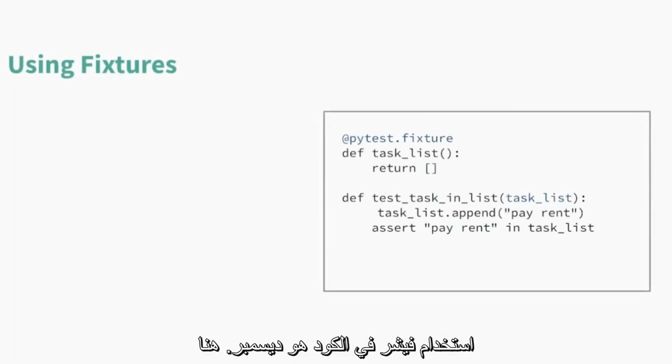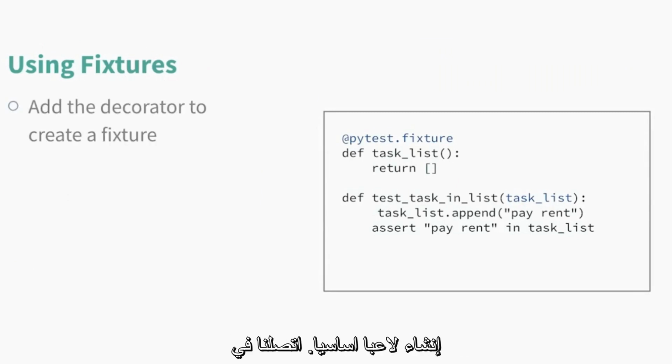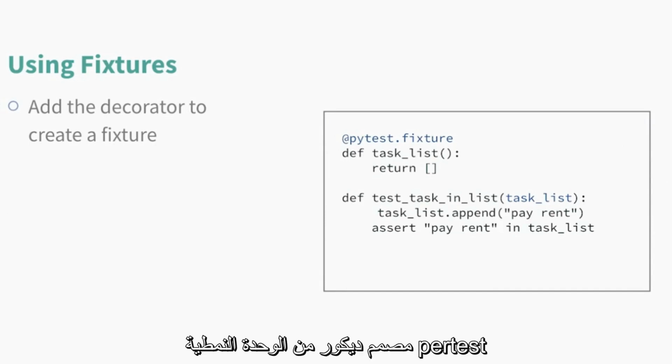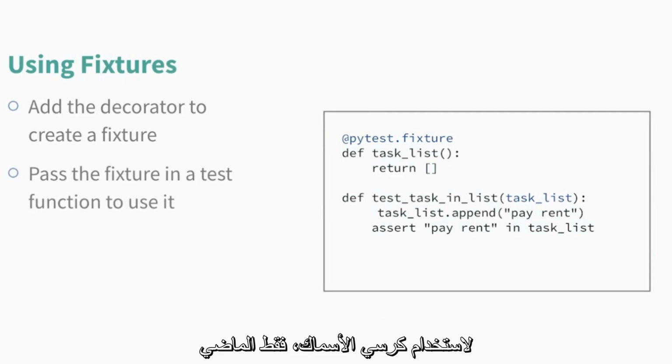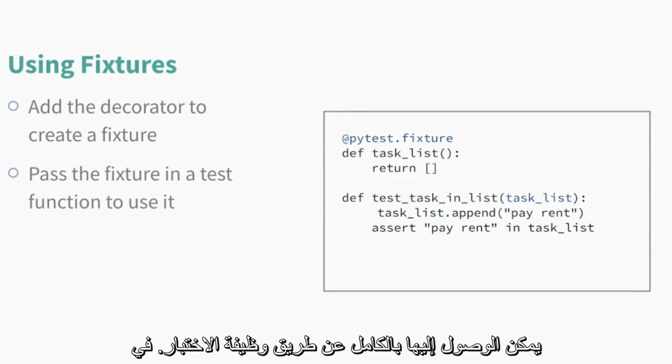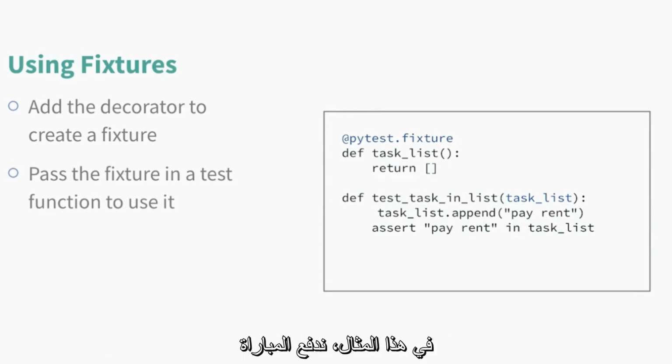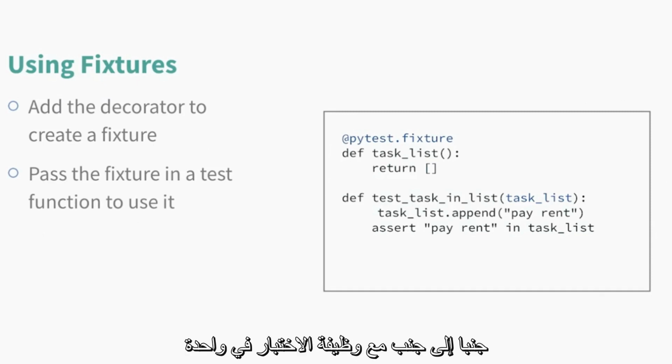Let's see how we use fixtures in code. This example here is a bit silly, but it shows the syntax of creating a fixture and using it. To create a fixture, we call the fixture decorator from the pytest module and add it to a function. The function then will turn into a fixture. To use the fixture, just pass the fixture as the parameter to the test function. Then the fixture here is fully accessible by the test function. In this example, we put the fixture together with the test function in one file.